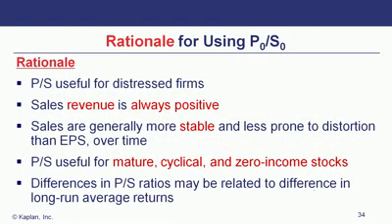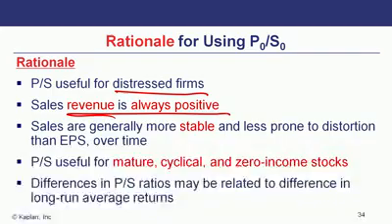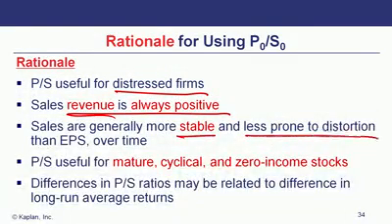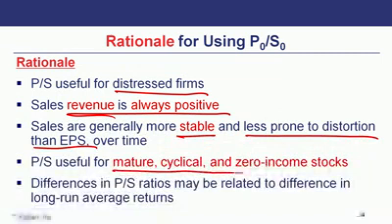So when we're looking at price to sales, it's most useful for distressed firms because revenue is always positive. Remember with PE, with negative earnings, the PE ratio is meaningless if that number is negative. Also a reason why we would then go to earnings to price. But price to sales is also generally more stable and less prone to distortions than earnings per share. The reason why is EPS from an accounting standpoint is still prone to management estimates, accounting policies, and so on and so forth. So price to sales typically is also more useful in mature, cyclical, and zero income stocks due to the potential for negative earnings.